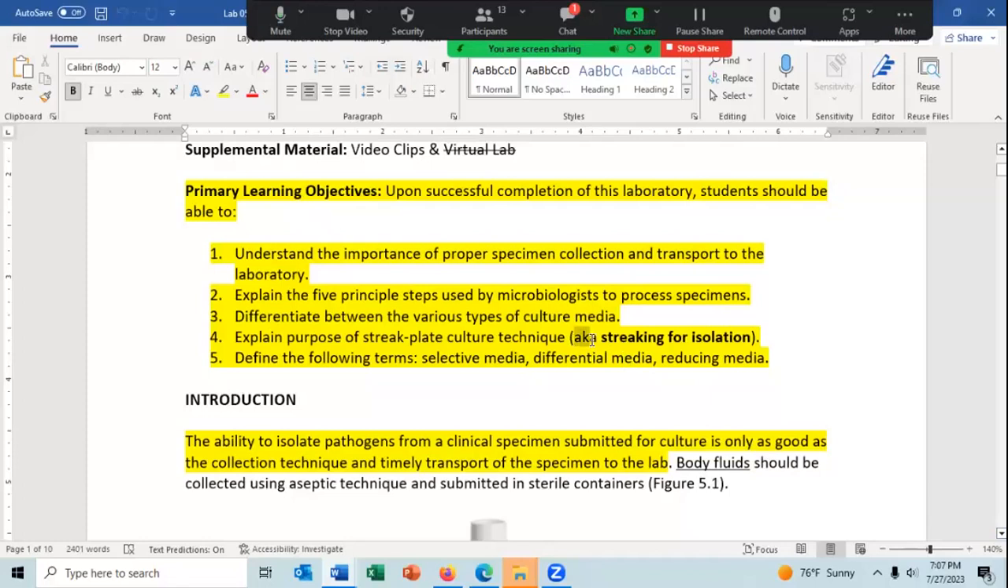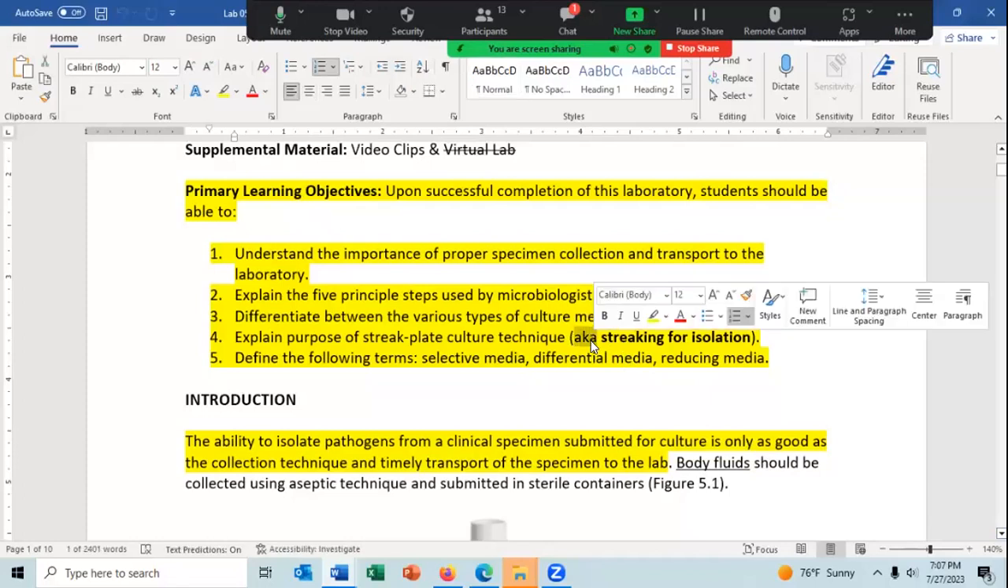Does AKA, is that an American abbreviation? Does anybody know, or is that Australian? I'll have to look that up someday.